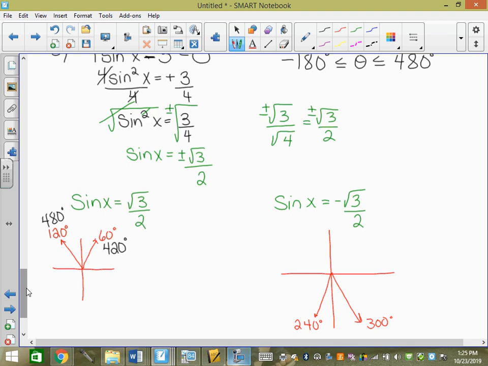Yep. 240 minus 360 is negative 120. That would fit. If I add 360, I get 600, which is way too big. 300, I subtract 360 and I get negative 60. That fits. 300 plus 360 is 660, and that's way too big.